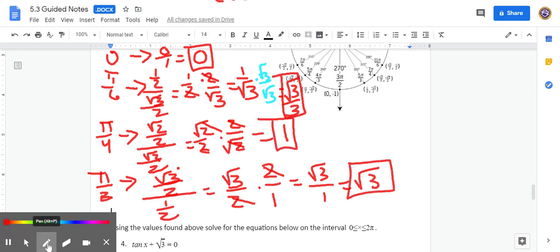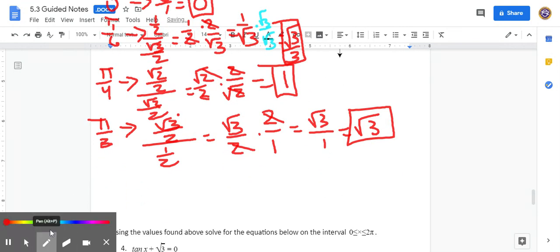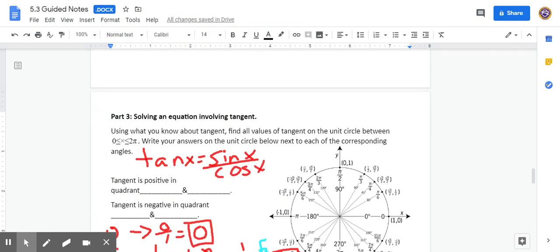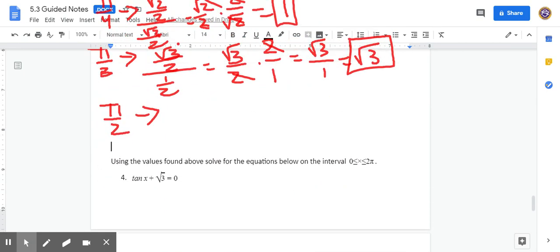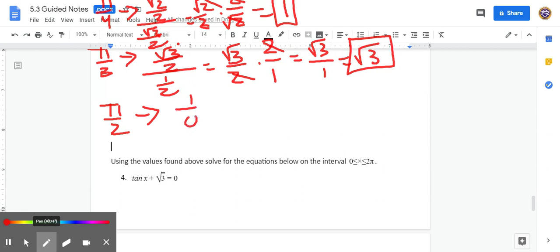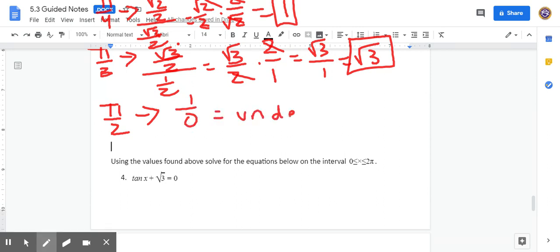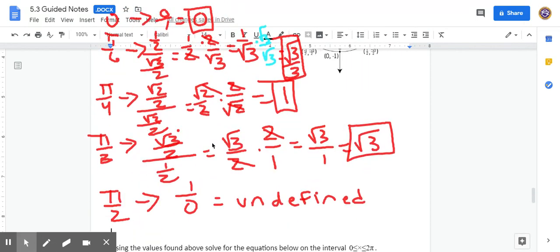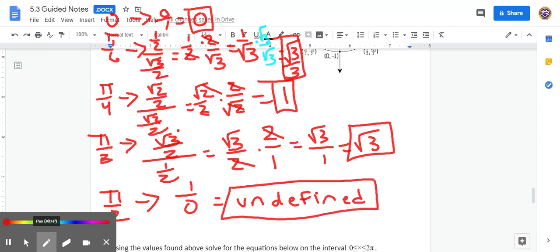And then our last one is pi over 2. Our point is 0, 1. So we get 1 over 0, which is undefined. So now that we know the first quadrant angles, we can pretty much use these values to find tangent of anything on the unit circle.